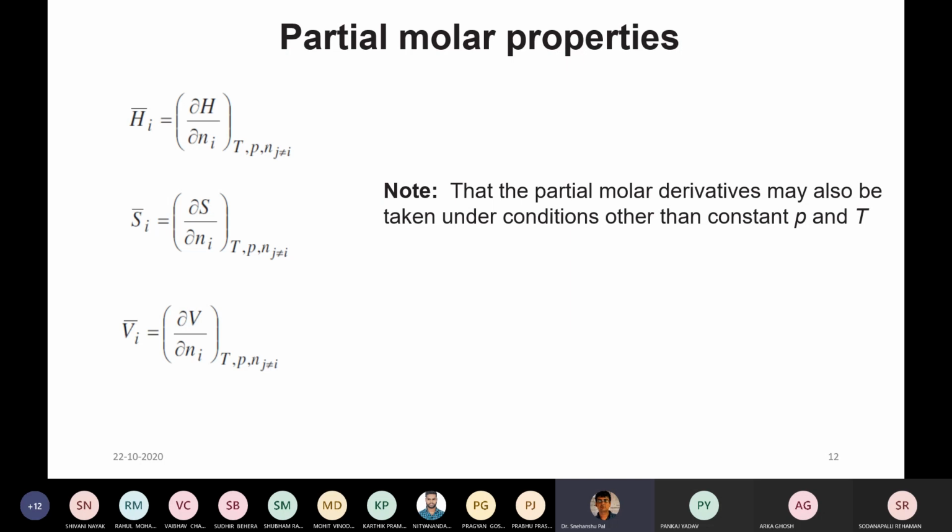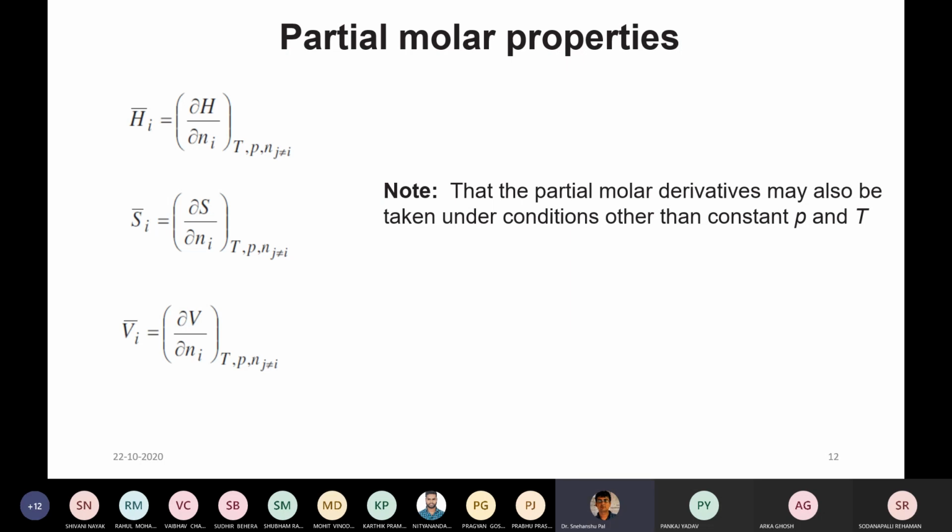The partial molar Gibbs free energy at constant pressure, temperature, and other Nj constant, and similarly you will find the partial molar enthalpy, entropy, and volume. You can write it in a very simple way. The convention is to write Hi bar, with a bar over the Hi, equal to del H del Ni at constant temperature, pressure, and Nj not equal to i. Already we understood what Nj not equal to i means. And in the same way you can represent Si and Vi.